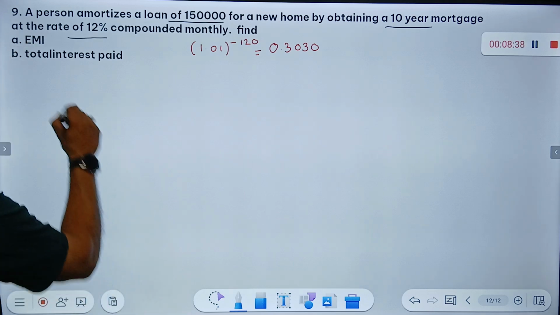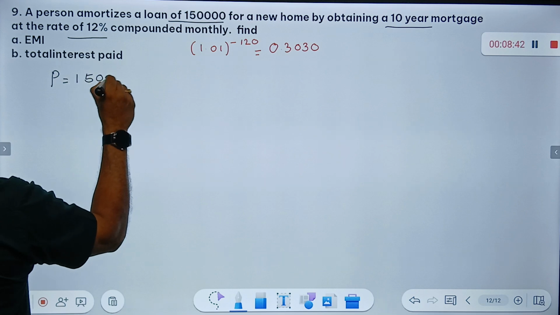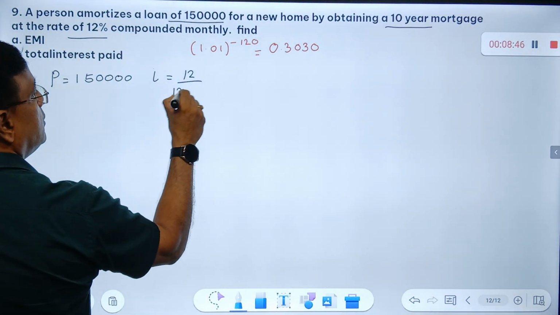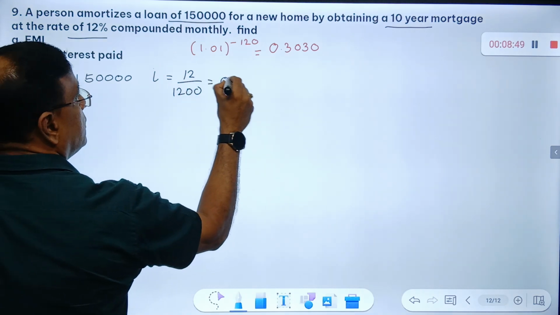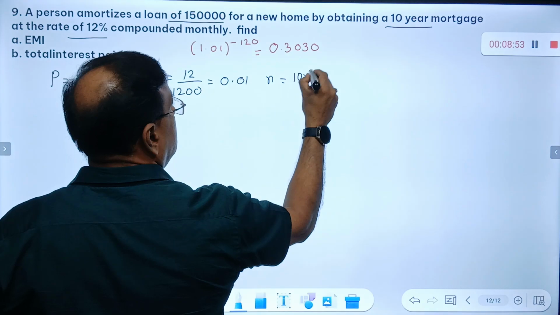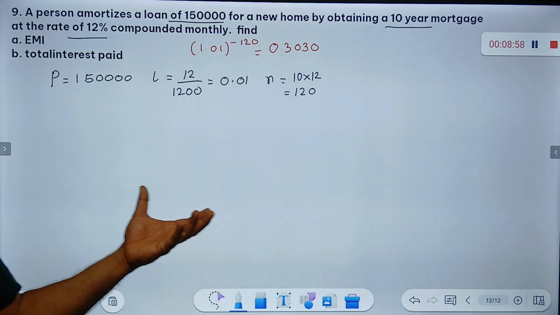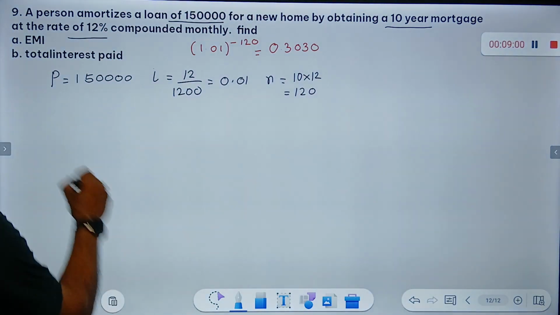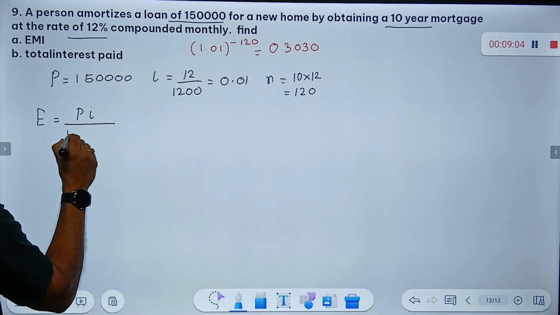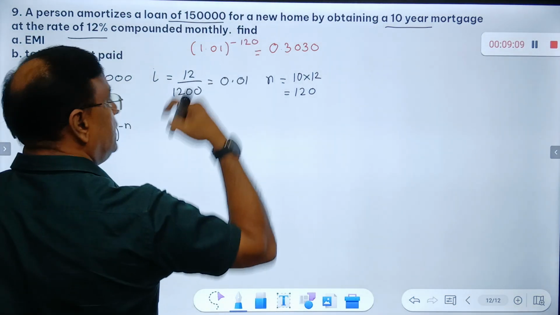So what should I do? My principal is 1,50,000 and my rate of interest is 12 by 1200, which is 0.01, and my tenure is 10 into 12, which is 120 months. Simple calculation, isn't it? Now what should I do? EMI equal to P I. I have to use this formula. Why do I use this formula? Because I have minus 120.